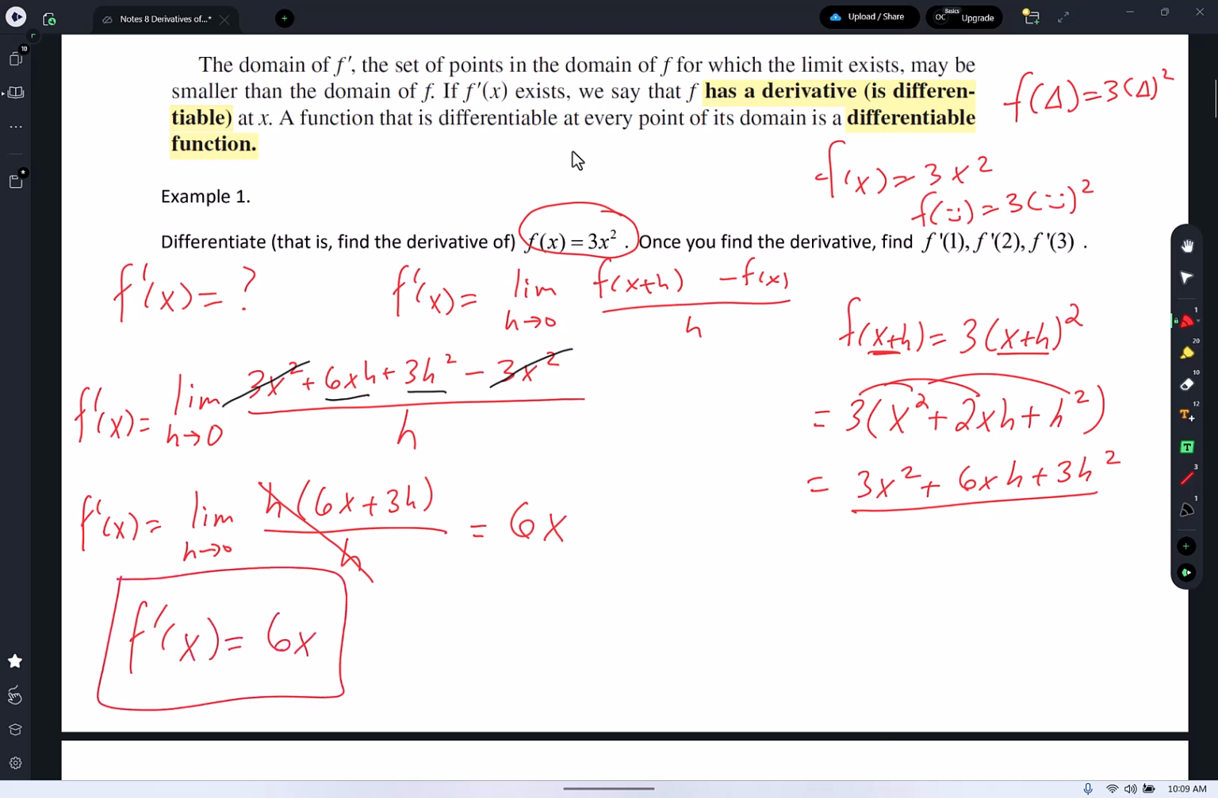Bless you. Whoever coughed or sneezed. We still haven't answered the question. They want to know what f prime of 1, f prime of 2, f prime of 3 is. So there it is. I'm just going to go f prime of 1 equals 6 times 1, which is just 6. So your tangent slope at x equals 1 would have been 6. f prime of 2, 6 times 2, 12.